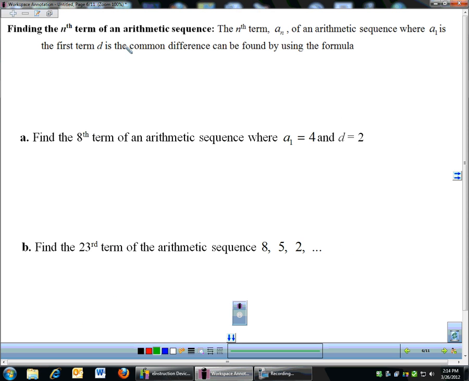Let's see, moving on, finding the nth term of an arithmetic sequence. A bunch of math lingo here. To find the nth term, where you have the first term, a sub 1 is the first term.